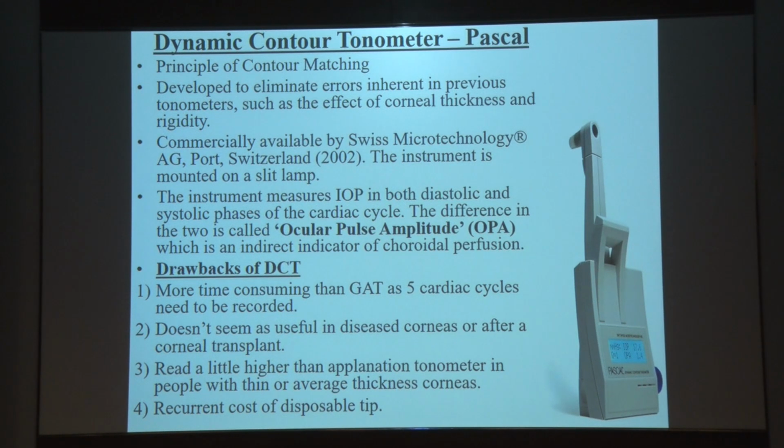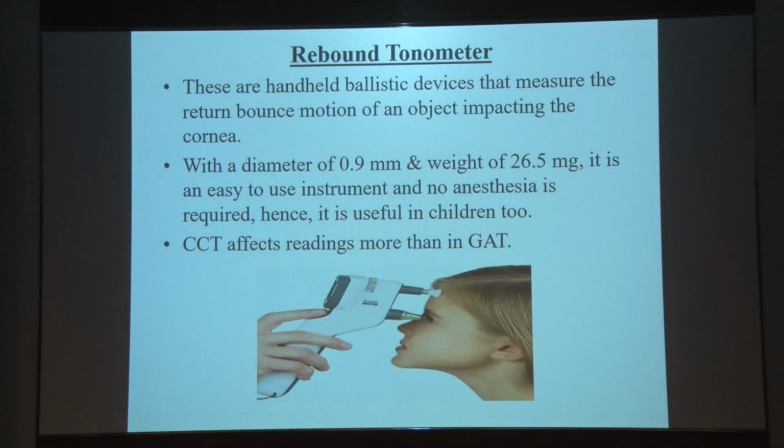Drawbacks are it is more time consuming, doesn't seem as useful in diseased corneas or after a corneal transplantation. It reads a little higher than the applanation tonometer in people with thin or average thickness corneas, and the recurrent cost of the disposable tip is also there.